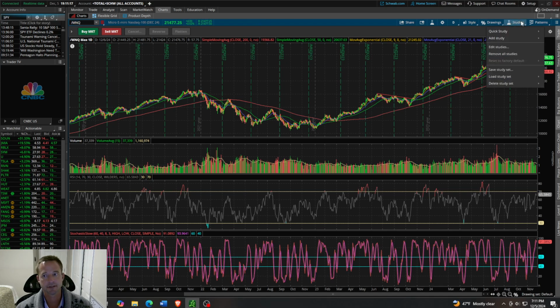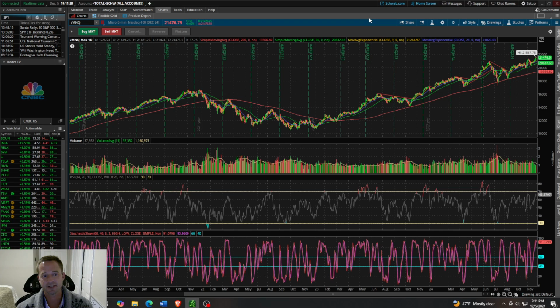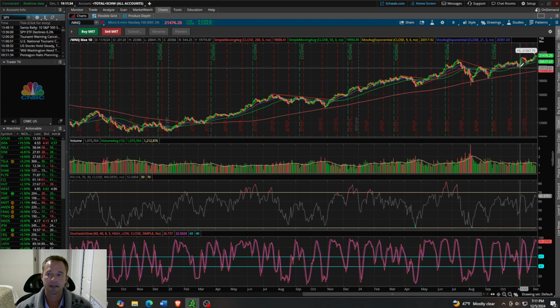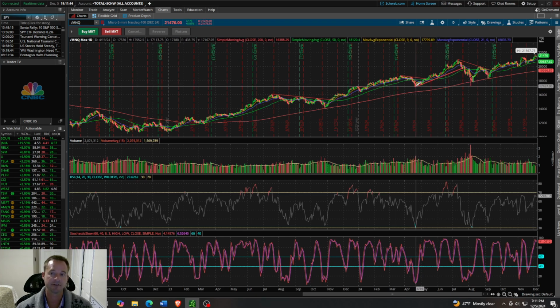Other studies. 50-day simple moving average. This is another one that is extremely important. Buy and sell signals, 50-day moving average for sure. You can see here, multiple times below the 50-day moving average, and we're failing, we're falling.